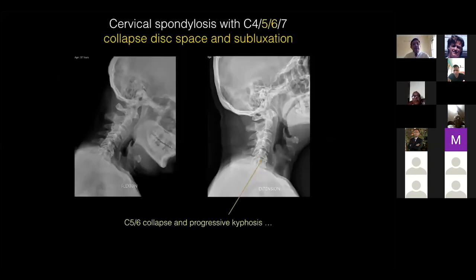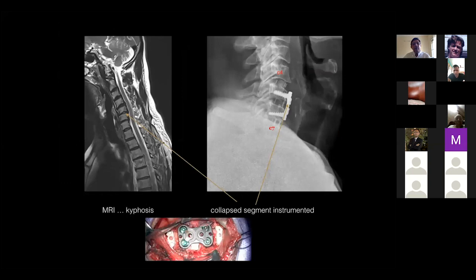Now, another patient here, you can see there is a collapse of the disc space at one particular level, and a mild kyphosis is starting. Now, this is a classical patient who can deteriorate very, very fast over a period of time.